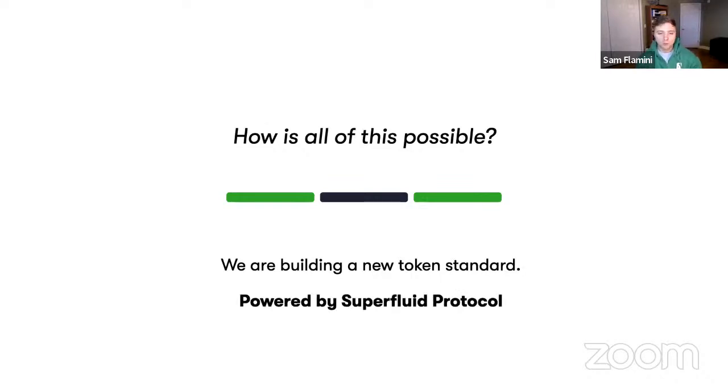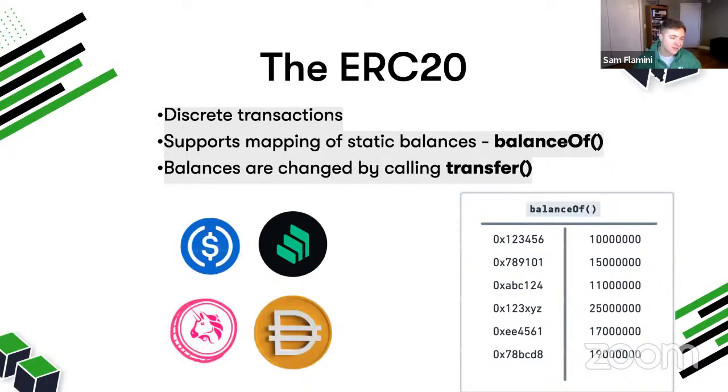So before we talk about what this is, what the super token is, we've got to talk about the ERC20, right? Because this is the foundation of the super token as well. So what does the ERC20 let you do, right? Well, the ERC20 is built around discrete transactions, right? It works a lot like the debit card transfer that I mentioned earlier. It supports a mapping of static balances that you can read with balanceOf, and balances are changed by calling transfer, right? There's just like a big ledger, and it's cool, good innovation, good standardization for the space.